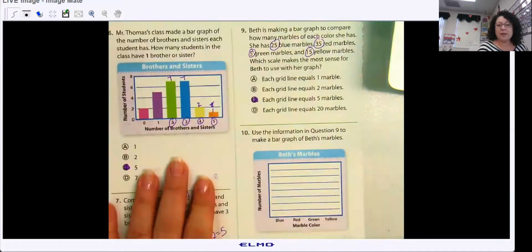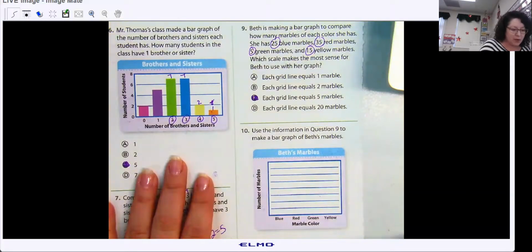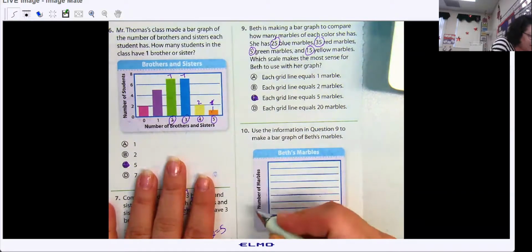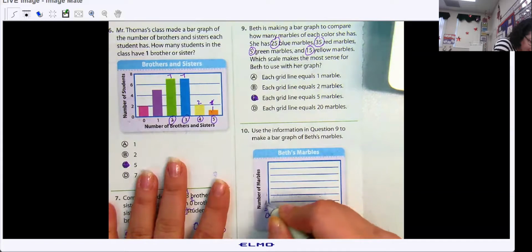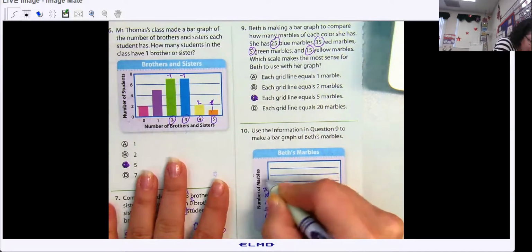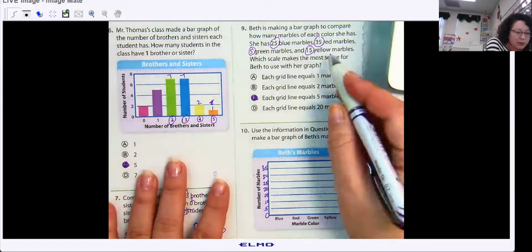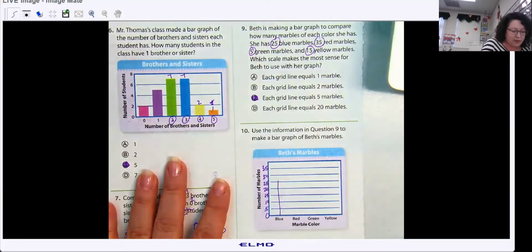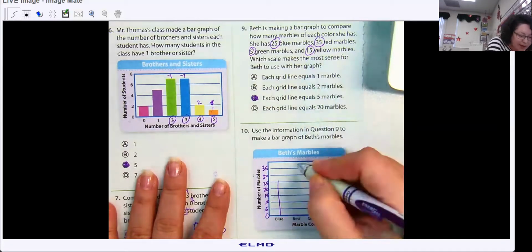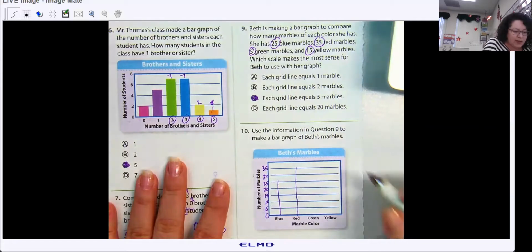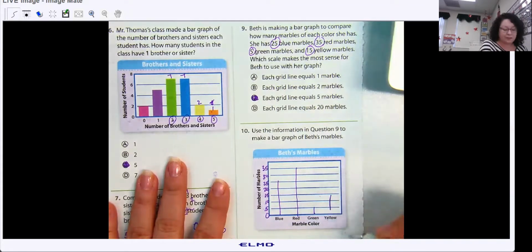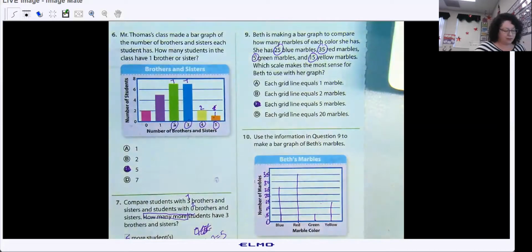All right, use the information to make a bar graph. So blue has 25. Oh, we were going to go by 5s, right? 0, 5, 10, 15, 20, 25, 30, 35. So blue has 25. Red has 35. Red's the winner. Green has 5. And yellow has 15. I bet you're doing really well so far.